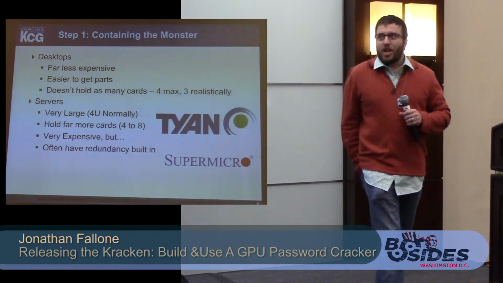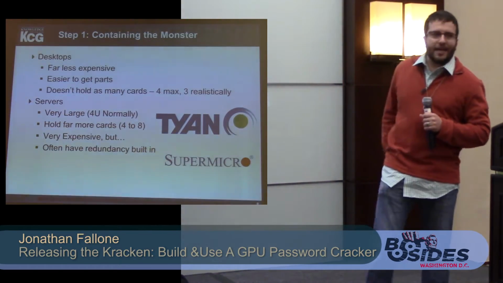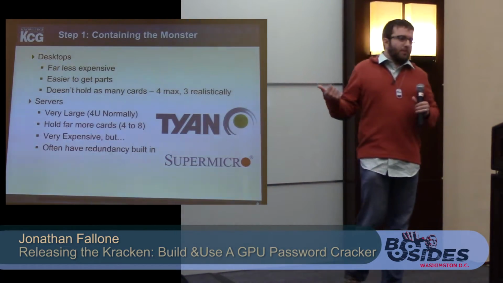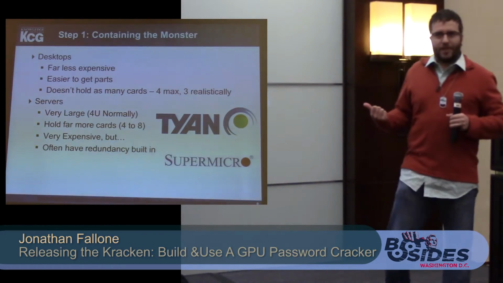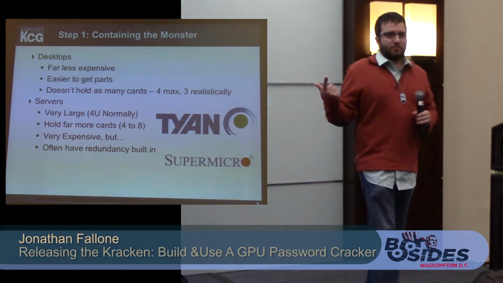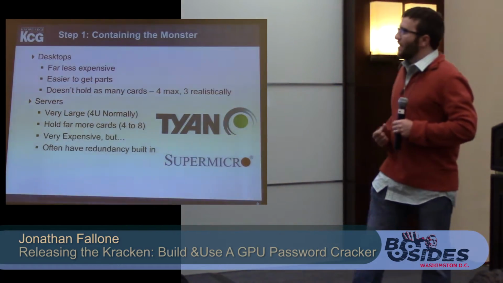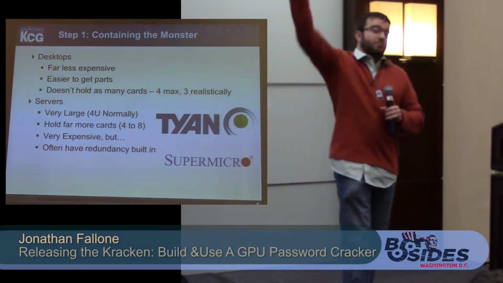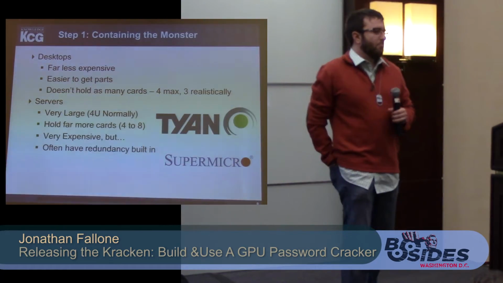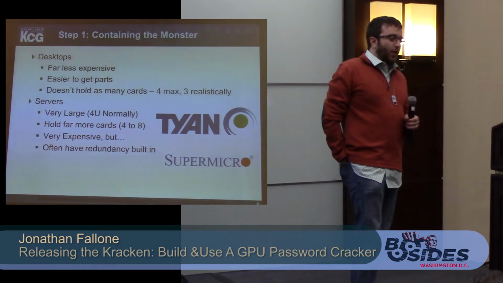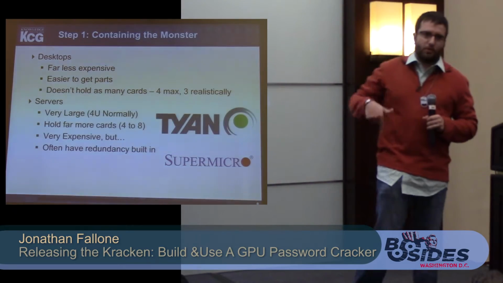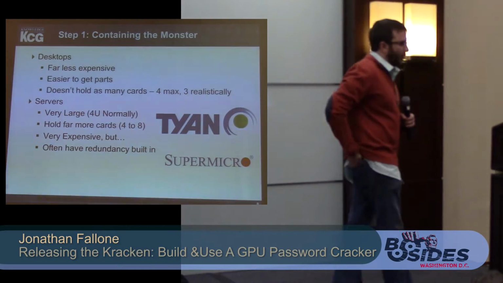So step one, what are you going to put it in? You kind of have two different ways you can go. Your desktops are going to be far less expensive. I mean, you can build a really hardcore gaming machine for about $1,500. It's easy to get parts. Run down to Micro Center, use your corporate card, you can have it built by the end of the day. But you're not going to hold as many cards. The best ATX motherboard you're going to find out there is going to hold 3 GPUs max. Yes, they may say you have 4 slots, but I guarantee you, if you try to fit 4 cards into your average ATX case, you're just going to start ripping PCI Express slots off of the motherboard.